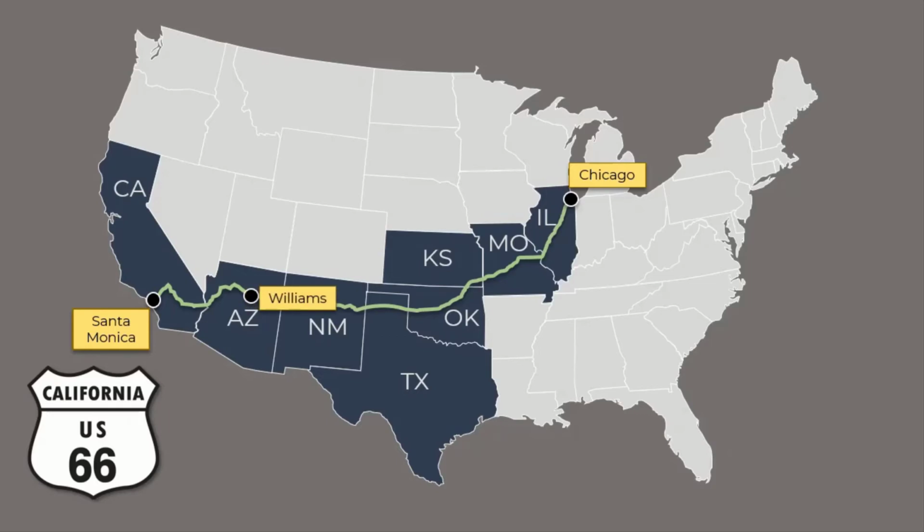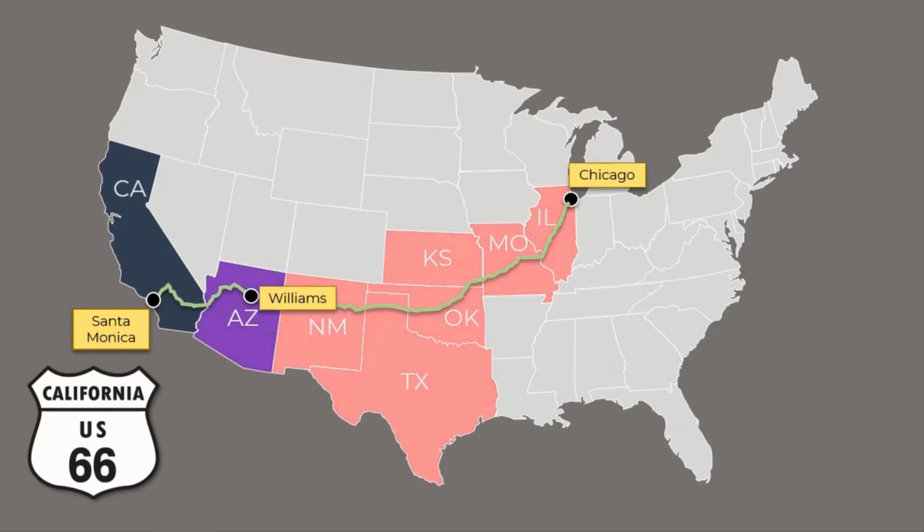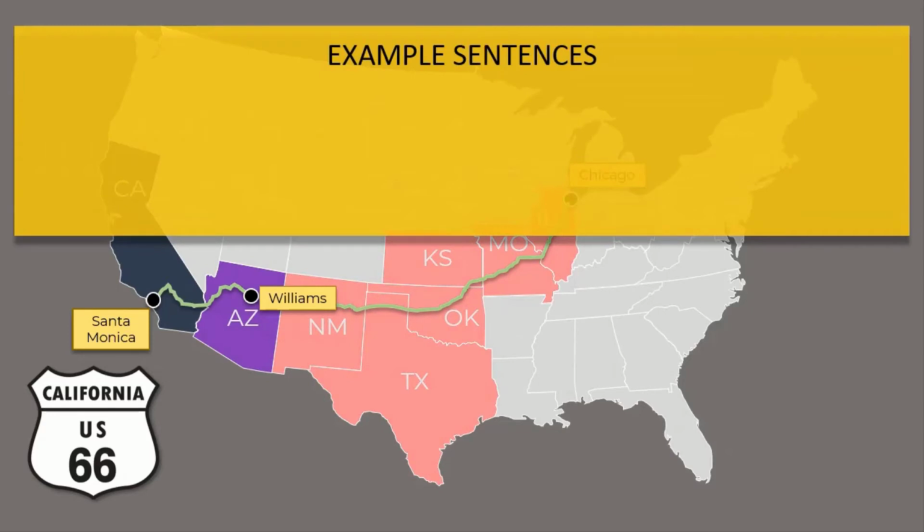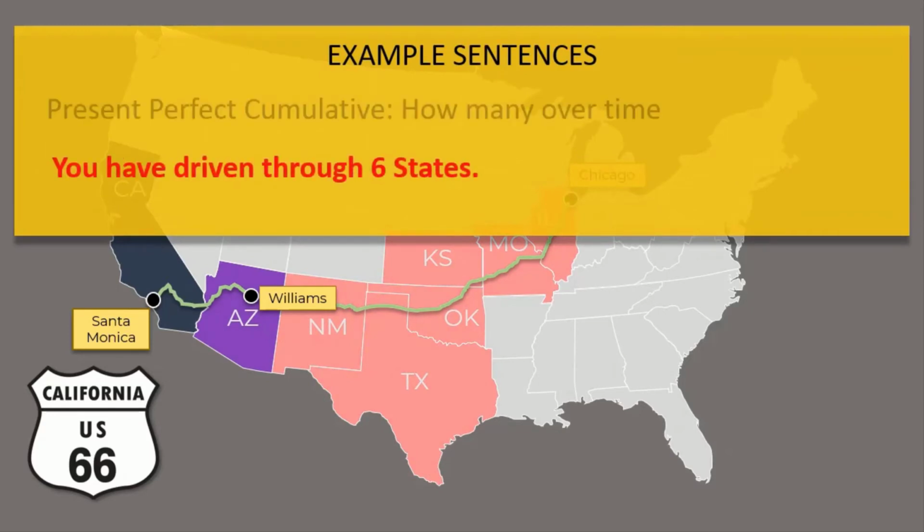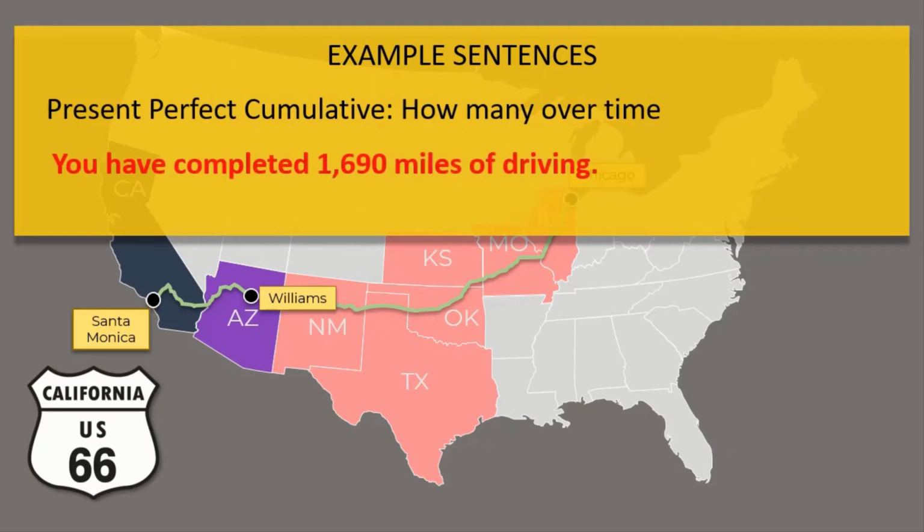Let's imagine that you are on this journey across America. You are presently in Williams, Arizona. So far, you have driven through 6 states. You have completed a total of 1,690 miles. And you have made several stops along the way, over more than a week of driving.